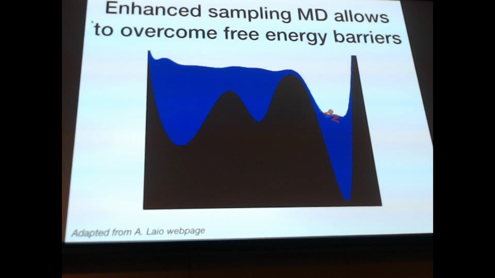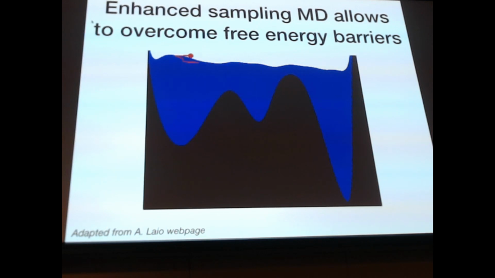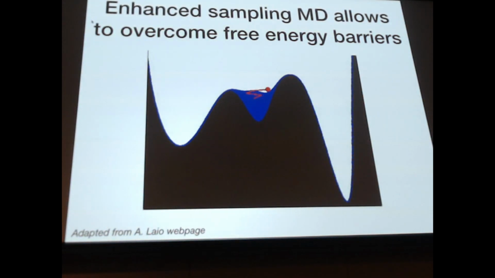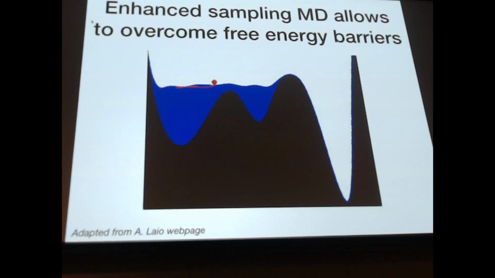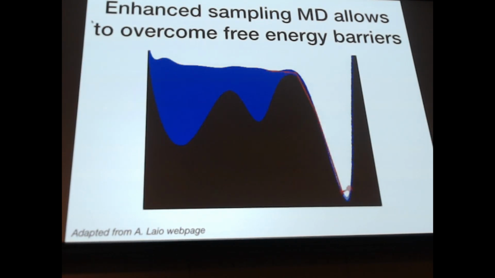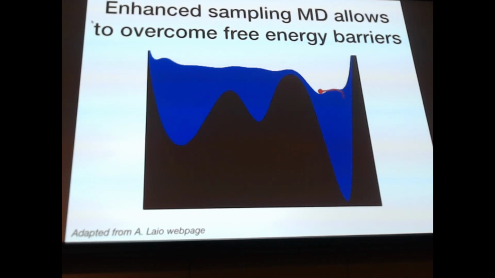And there are many techniques that allow to overcome free energy barriers. So this is adapted from Alessandro Laio's webpage and illustrates the way metadynamics works. But we heard this morning about ABF or about umbrella sampling and other techniques that allow to overcome free energy barriers and then sample a much larger part of the conformational landscape. Many of these techniques, if you modify the Hamiltonian in a controlled way, will allow you to recover the free energy landscape that was underlying the conformational landscape.